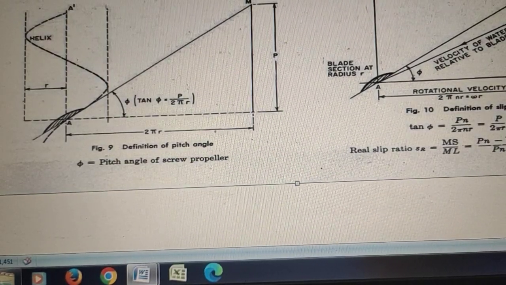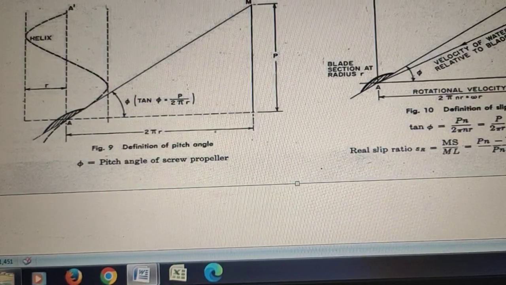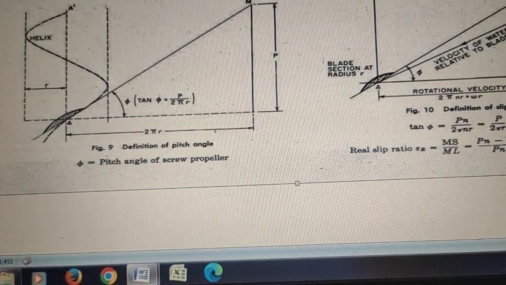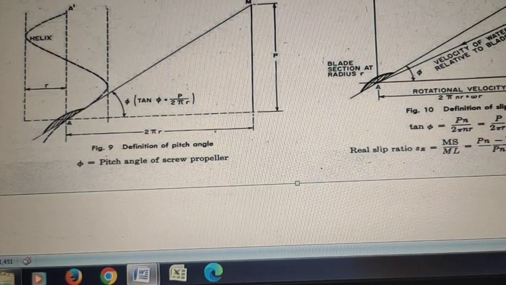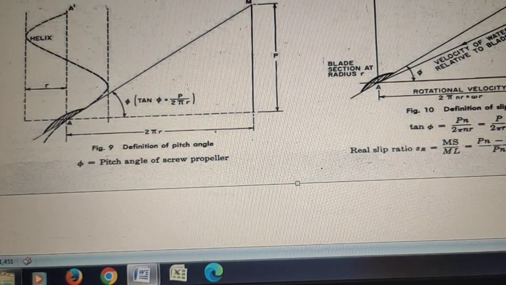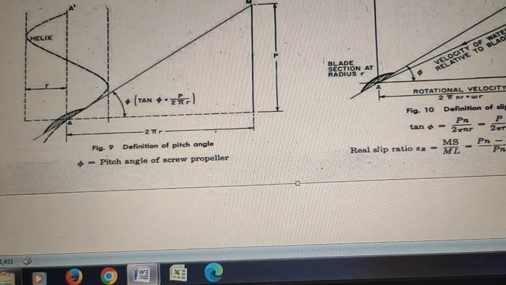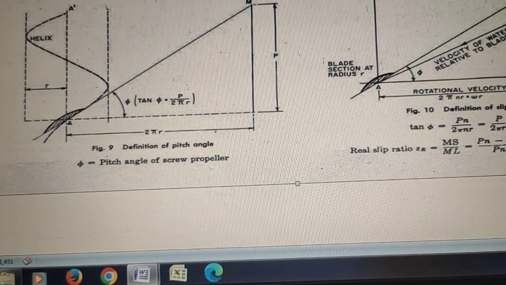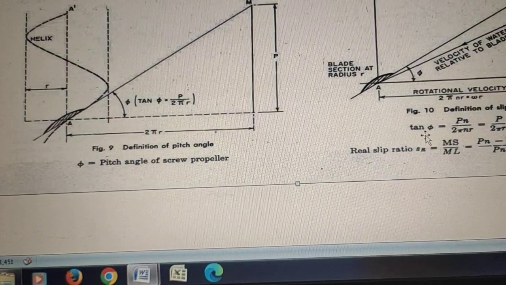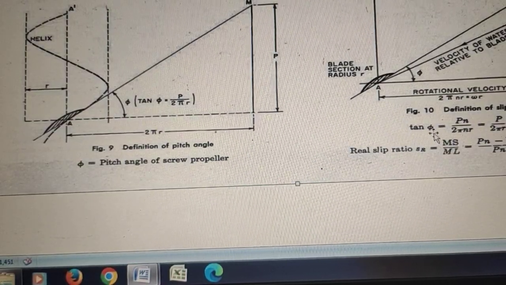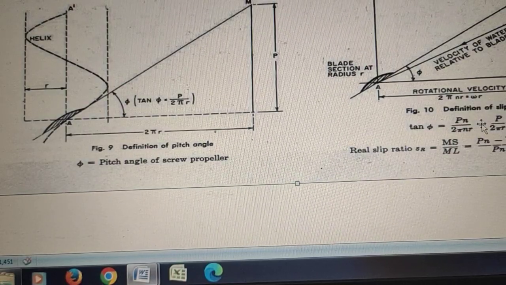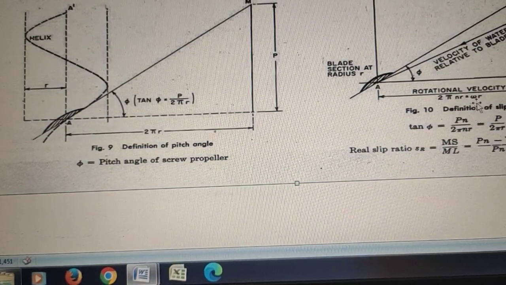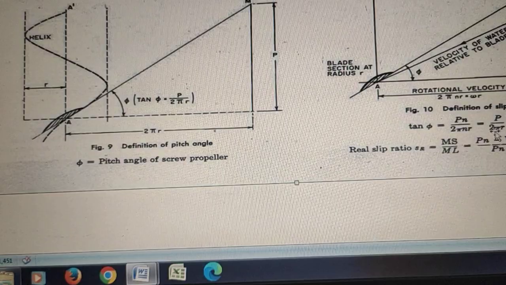Then we have speed of advance. I mentioned to you speed of advance before, VA. It is the pitch times the number of revolution minus the slip. You get the speed of advance. Okay. And then this angle is called the pitch angle. This angle is given by Pn over 2 pi r, which is here.